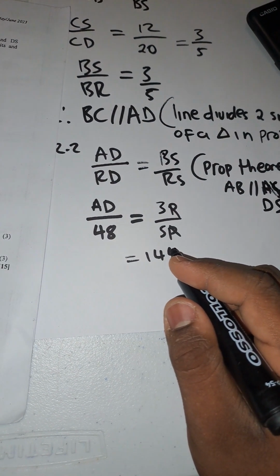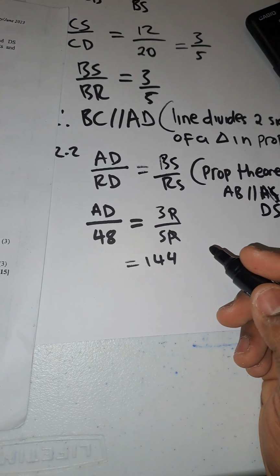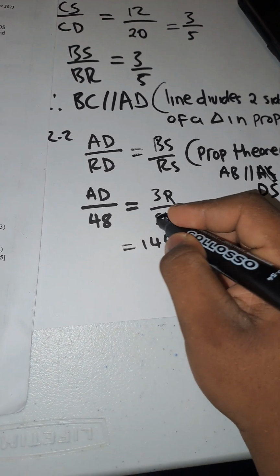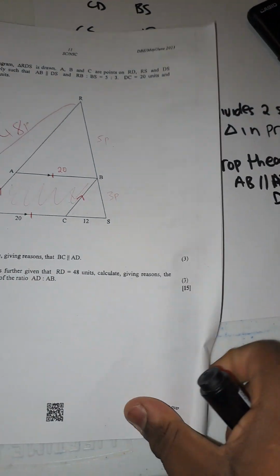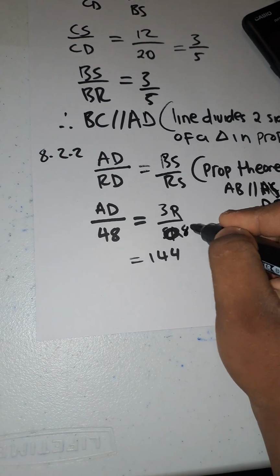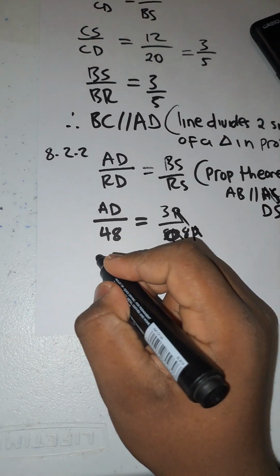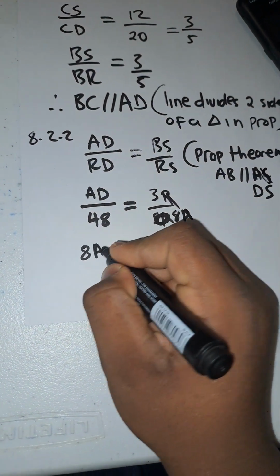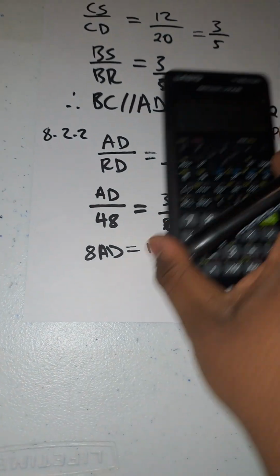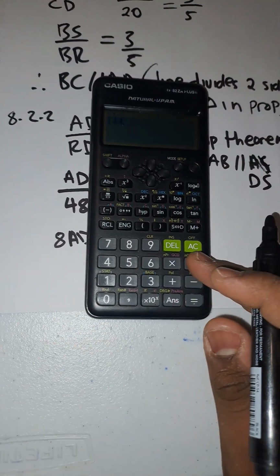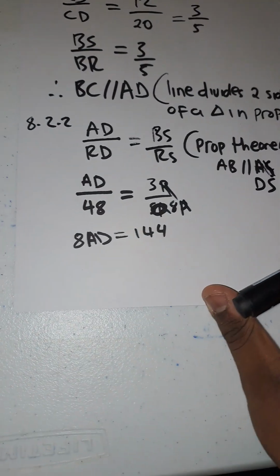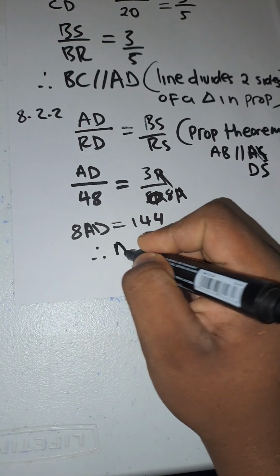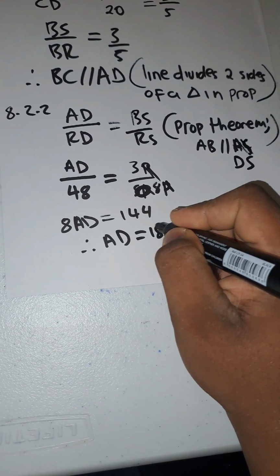So let's continue. Wait, I made a mistake. I said RS. So it has to be 5 plus 3, which is 8p here. I made a mistake. So it has to be 8AD. You see? And then 144 divided by 8 is 18. I made a mistake there. So therefore, my AD is equal to 18 units.